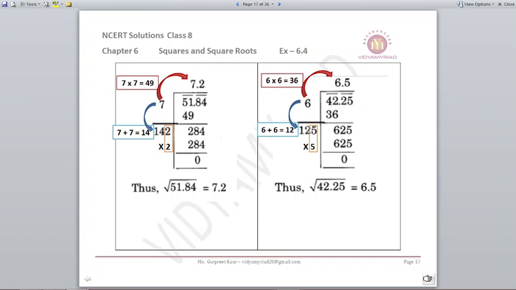Next, 42.25. 42 the first pair, 25 the second pair. So nearby 42 is 6 6s are 36 and 6 plus 6 is 12. 42 minus 36 gives me 6, and I have to bring down 25. Up in the quotient I will put decimal after 6. Now 6 plus 6 is 12. I need 625, so 5 will come on the end. 125 into 5 gives me 625, so remainder is 0. So square root of 42.25 gives me 6.5.